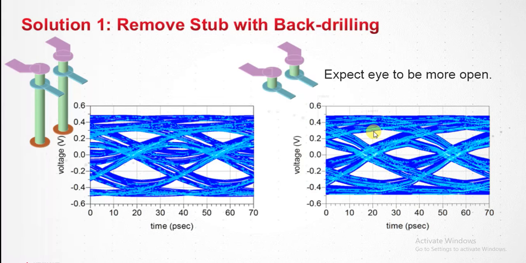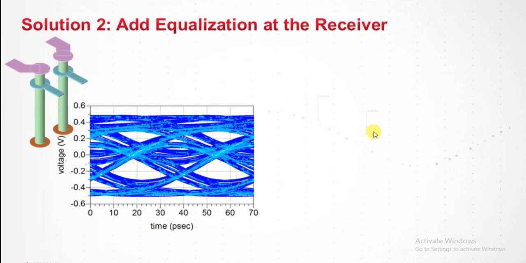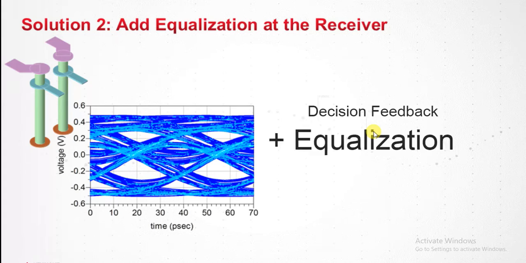Solution number 2. What if we add equalization? The eye is now closed, and what equalization is doing in the frequency domain is to unify all the frequency spectrums. Okay, it can also be done in the time domain. And here what we'll look at is decision feedback equalization, where the decision is made, then fed back to a summer in a digital computation to equalize the channel.